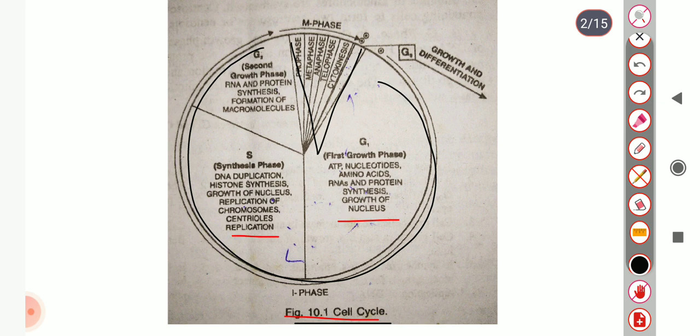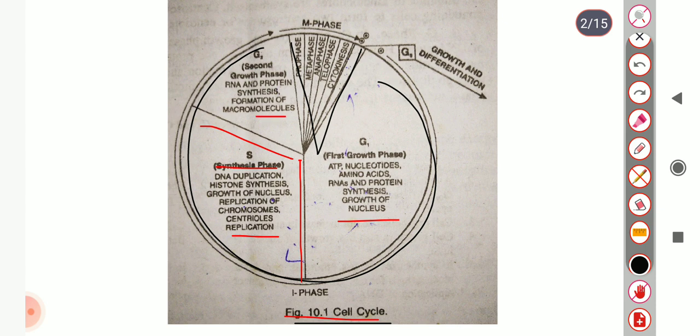S phase or synthesis phase. You can see that this is the large S phase or synthesis phase. In this phase, there is DNA duplication, histone synthesis, growth of the nucleus, replication of chromosomes, and centriole replication. In S phase, DNA duplicates, histone proteins are synthesized, and replication of chromosomes occurs.